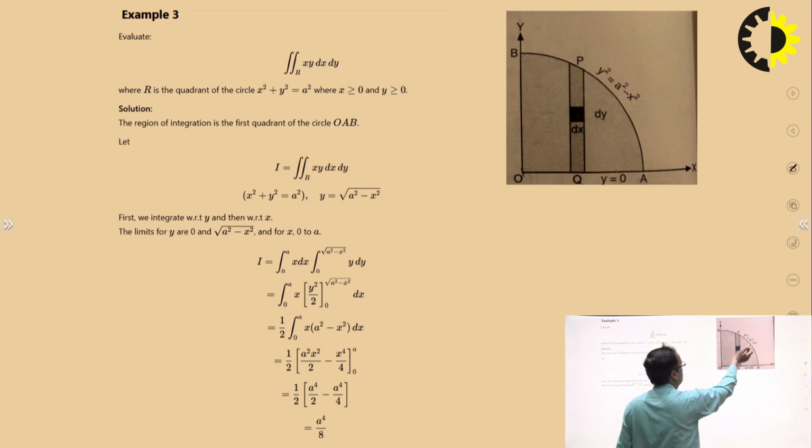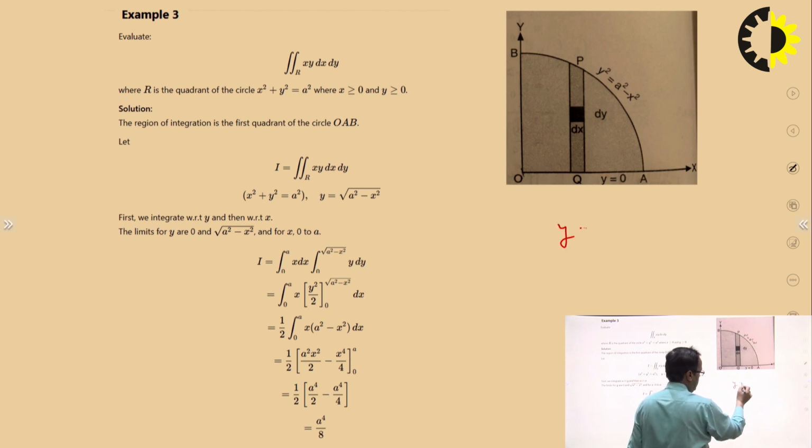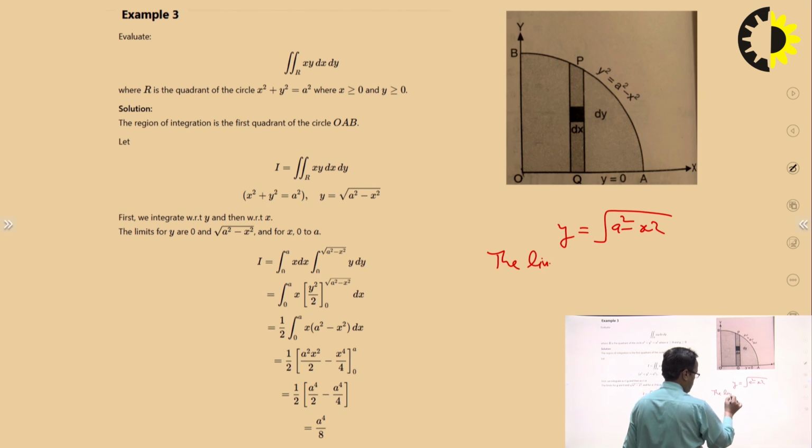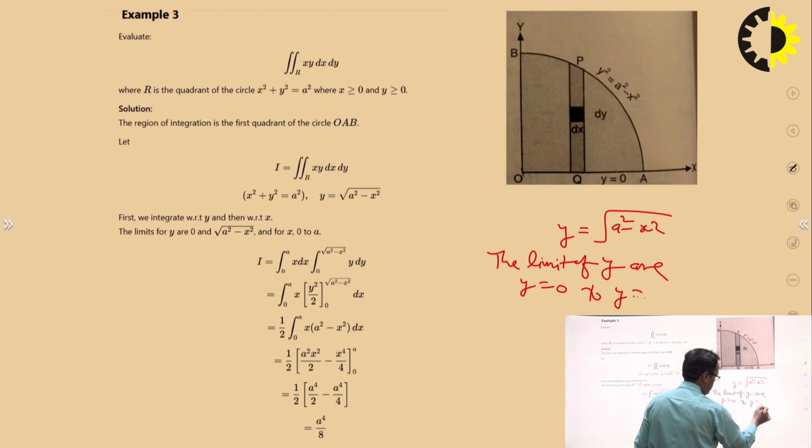x square plus y square equal to a square, or y square equal to a square minus x square. This is y on the x axis, y is 0, and here y square equal to a square minus x square, or y is equal to under root a square minus x square. The limit of y is from y equal to 0 to y equal to under root a square minus x square.